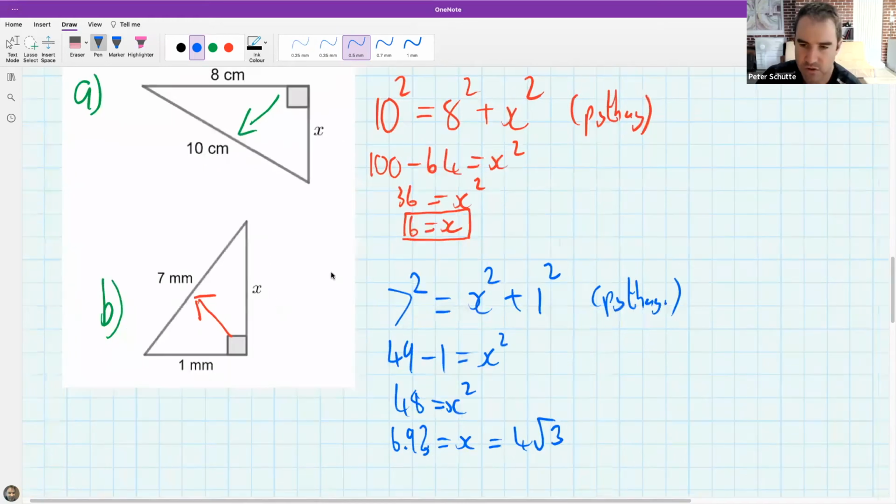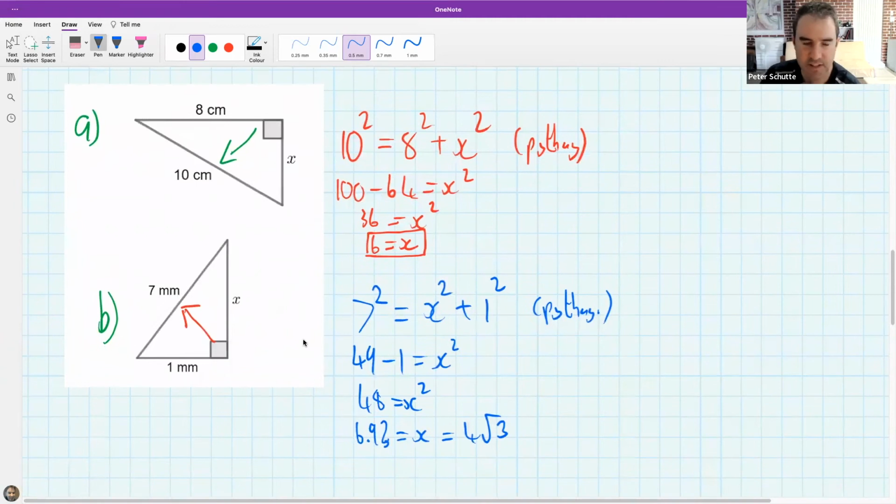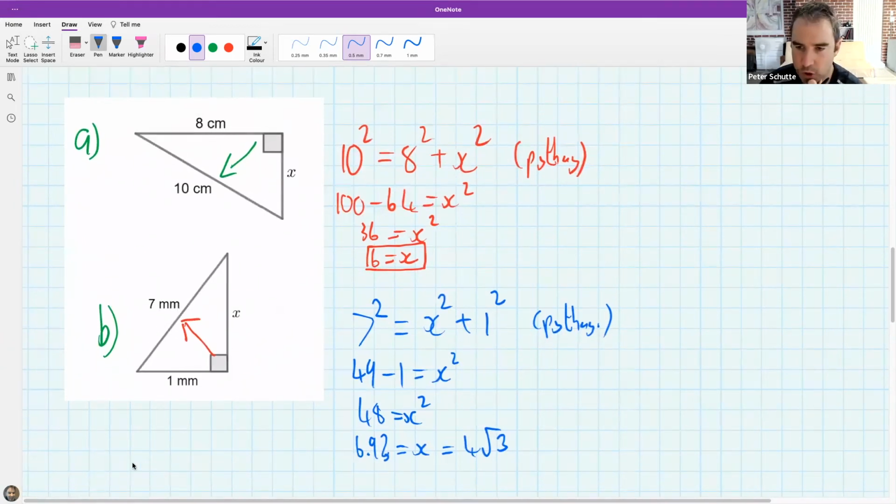Any questions about that or comments? If you made a silly mistake, do you know where you made your silly mistake? Just take a screenshot now. We're going to do one more of Pythagoras, and I think we're ready to move on.